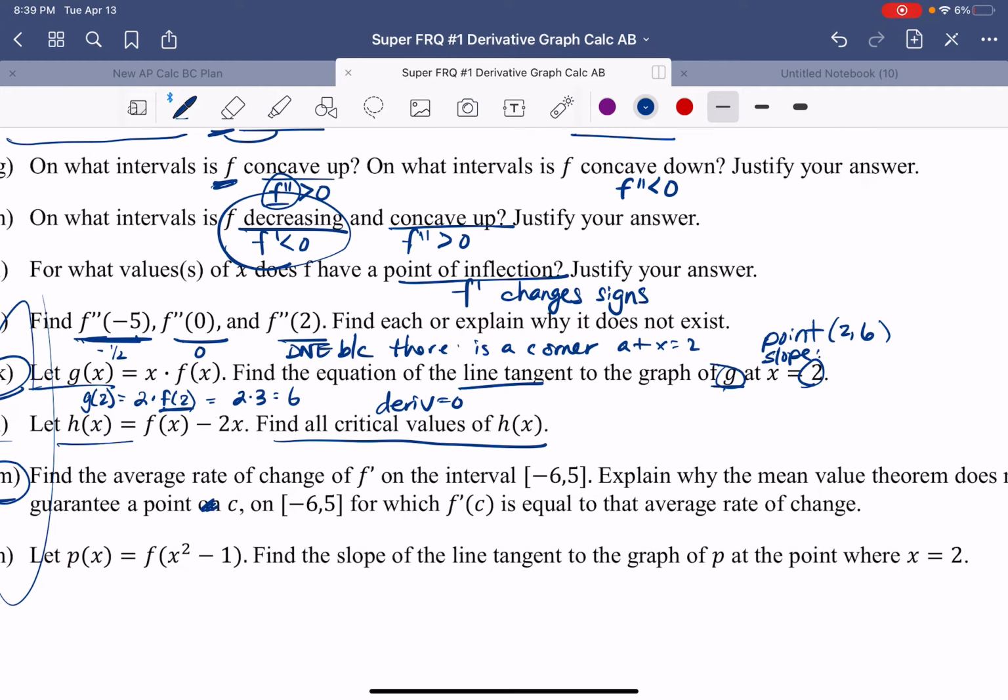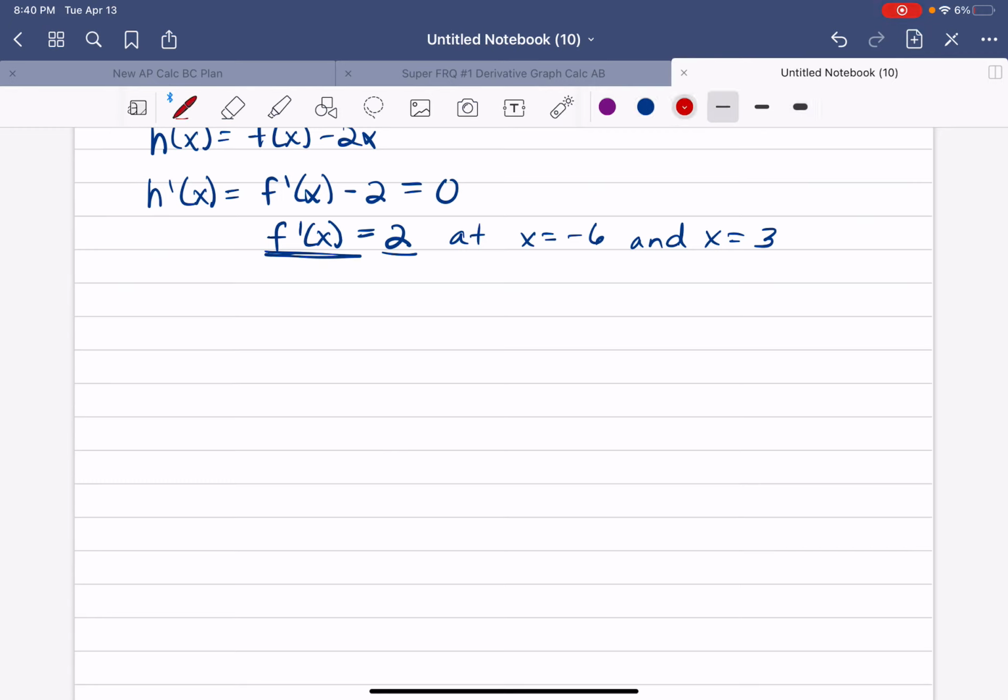Okay, cool. So let's just find the average rate of change. Average rate of change of f prime on an interval is going to be f prime of -6 minus f prime of 5, all divided by -6 minus 5. Was it those values? Yeah.